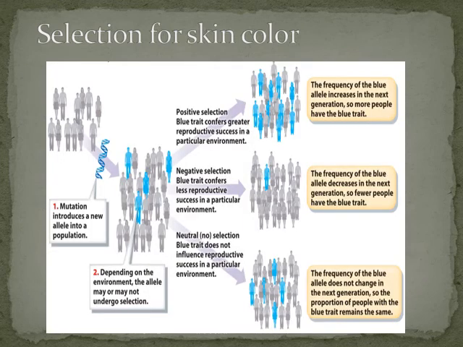Okay, so you can see that we can either have the mutation, which introduces a new allele into the population, and depending on the environment, it may or may not undergo selection. So it might not really go through anything, right? Neutral, where it doesn't really change in the next generation, it doesn't really benefit or hurt you. But it could also have a positive selection where now we've got greater reproductive success, so you start seeing more of that allele. Or it could have negative selection where it doesn't have very good reproductive success, so we start to decrease that allele frequency.